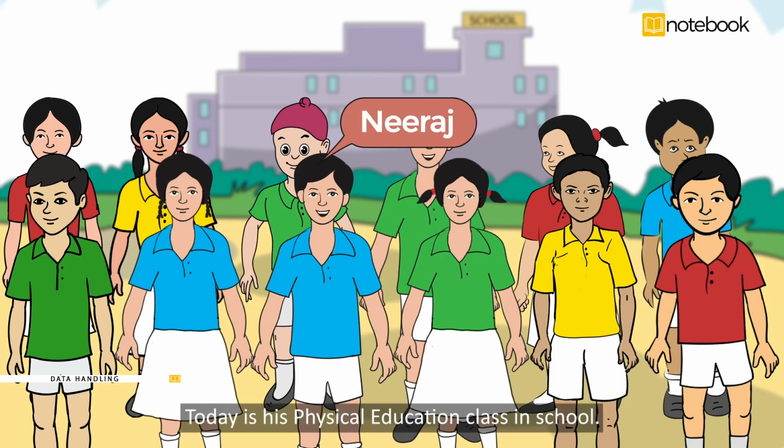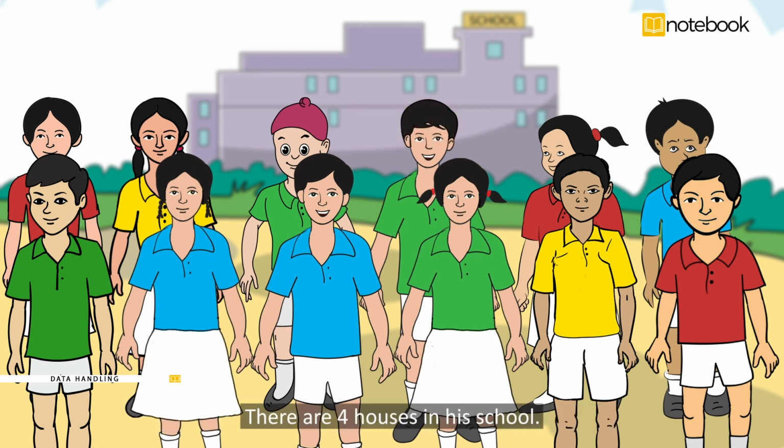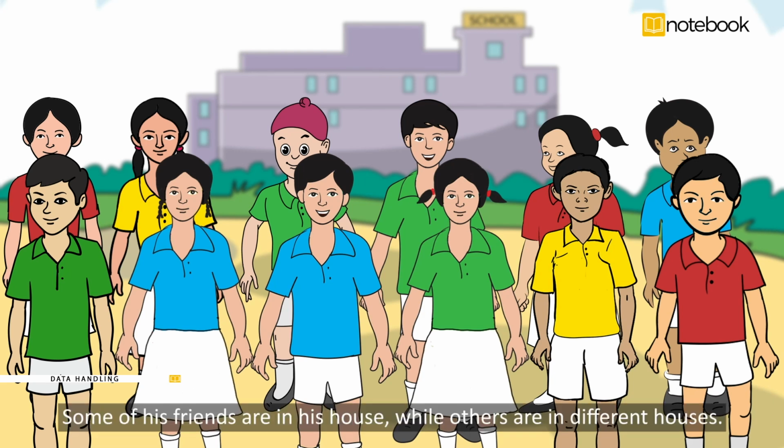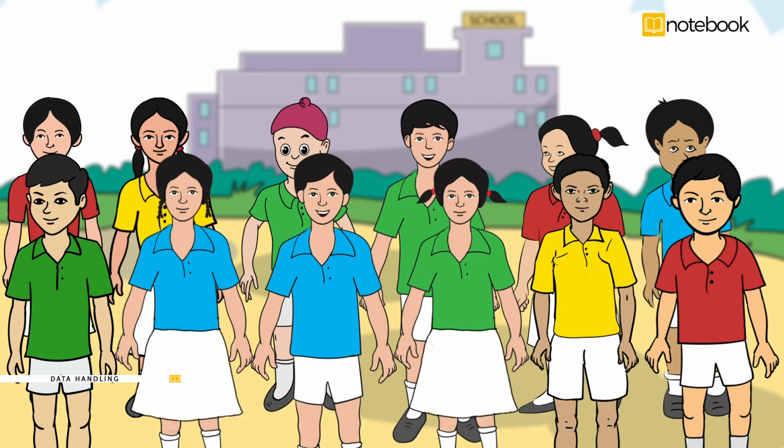Meet Neeraj. Today is his physical education class in school. He, along with all his friends, are wearing their PT uniforms. There are 4 houses in his school. Neeraj is in the blue house, so his uniform is blue. Some of his friends are in his house, while others are in different houses. So, all of them are wearing different colored uniforms.